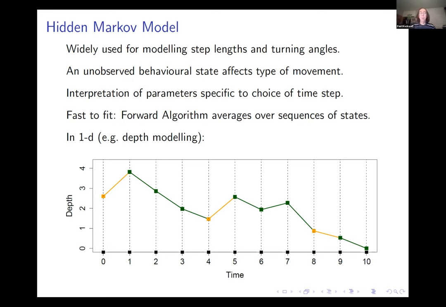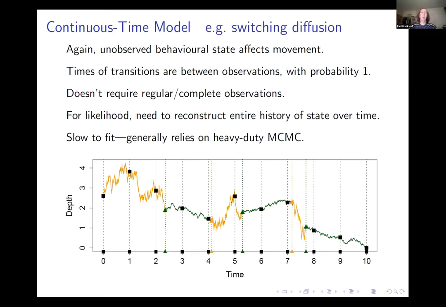So part of what I want to talk about is motivated by the question whether we can recover some of those advantages computationally while thinking in continuous time. And so one common approach in thinking about continuous time movement is to think about diffusion models. And it's very natural then to think about an underlying hidden behavioral state. We call it a switching diffusion, where all the time the animal is following the diffusion process, but the behavior that drives it is switching from time to time.